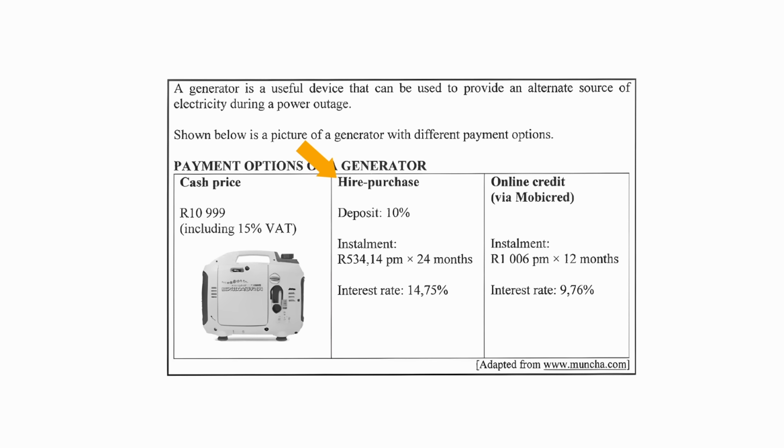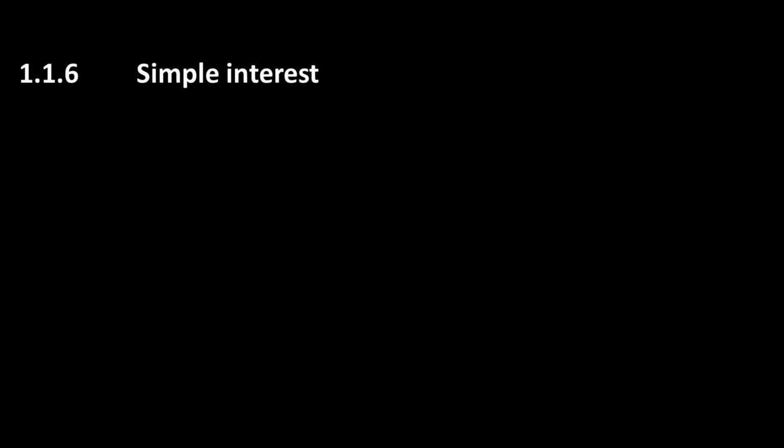In question 1.1.6, you have to name the type of interest charged if the generator is bought on hire purchase. There are 2 types of interest in finance, that is simple interest and compound interest. When it comes to hire purchase agreements, the interest charged is simple interest, while bank loans and inflation are calculated using compound interest. So the type of interest charged on the generator if it's bought on hire purchase will be simple interest.